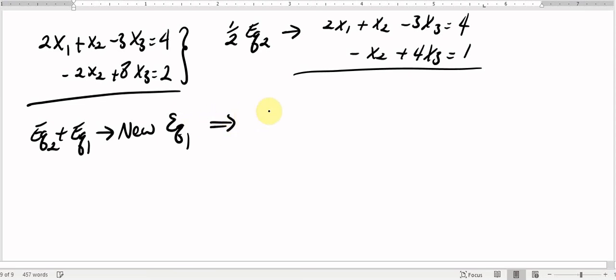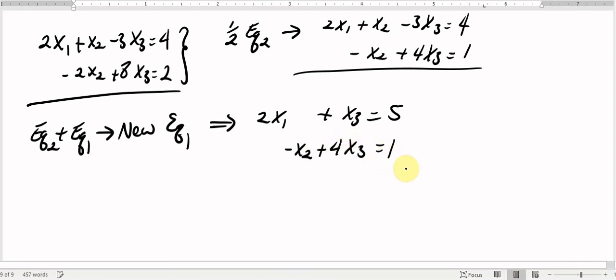Let's see. So this is 2x sub 1. I'm adding equation 2 to equation 1, so this x sub 2 goes out. So this becomes 4 minus 3. This becomes plus x sub 3 is equal to 4 plus 1. I get 5. And then here, this is equation 2. I didn't do anything to that, so this is just negative x sub 2 plus 4 x sub 3 is equal to 1. I have two equations, three unknowns.